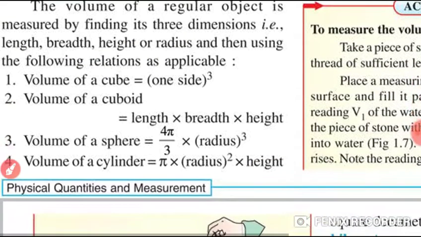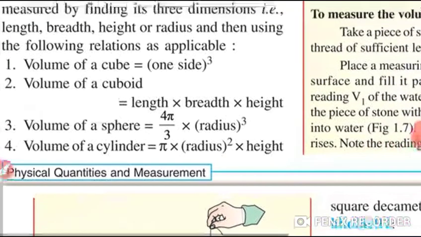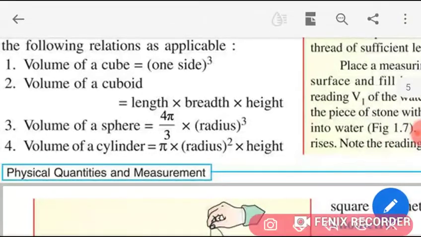First of all, volume of a cube. We can measure it by the formula side cube. Volume of a cuboid, we can use the formula length into breadth into height. Volume of a sphere, we can use the formula 4 pi by 3, or 4 upon 3 pi into radius cube. Volume of a cylinder, we can use the formula pi r square h.